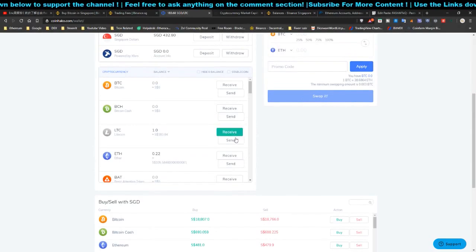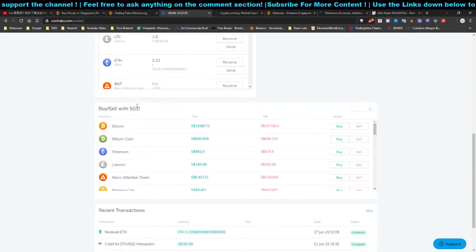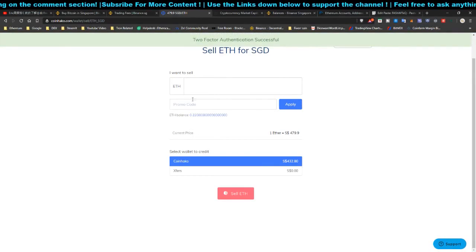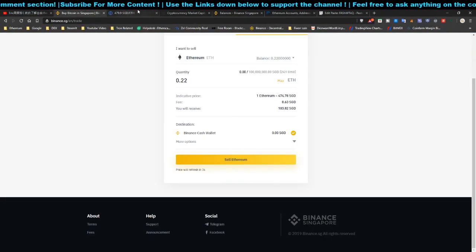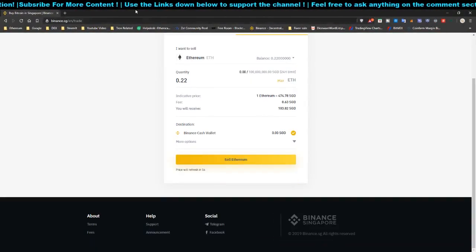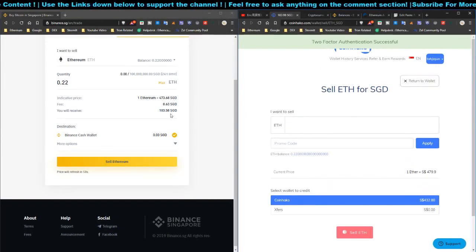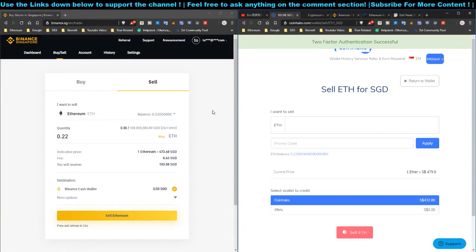So basically, let's do the trade now. If you want to do a trade on CoinHako, it's basically buy and sell Singapore dollars, and I'm going to sell Ethereum. This is so troublesome, but it is secure. So basically, I'm just going to pull the tab out. So I have put it side by side, and as you can see over here, the promo code.